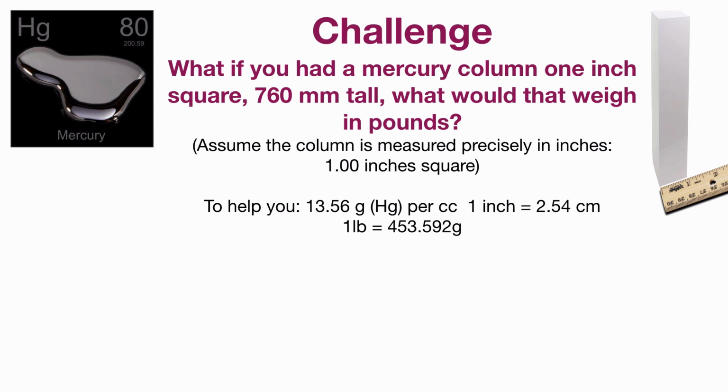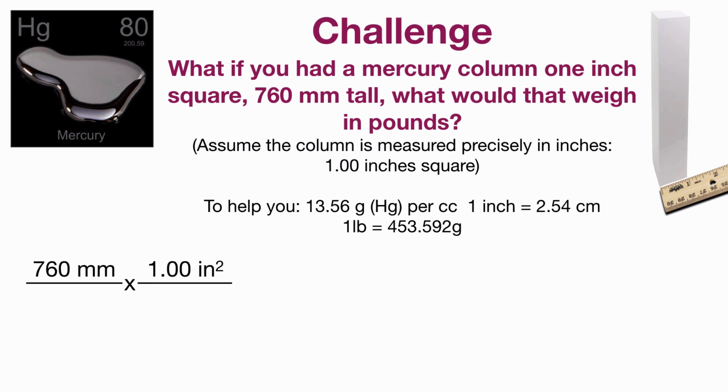So here's a challenge for you. If you had a mercury column, 1 inch square and 760 millimeters tall, what would that weigh in pounds? And assume that everything's measured very precisely. So we got 3 significant digits, and I've got some data there to help you in case you wanted to use dimensional analysis. But I predict that there will be a whole lot of people in my audience who will know what this answer is off the top of their head without doing any math. Okay, that's my guess, is that there's going to be a bunch of people who are going to know the answer. And that may seem kind of cryptic. Like, how on earth would they know the answer? How would they be able to do this math in their head?